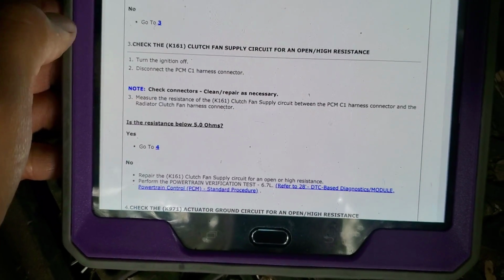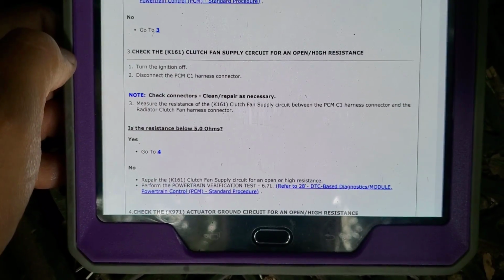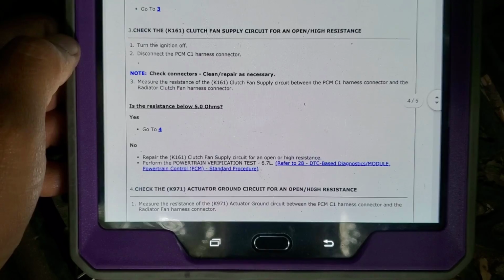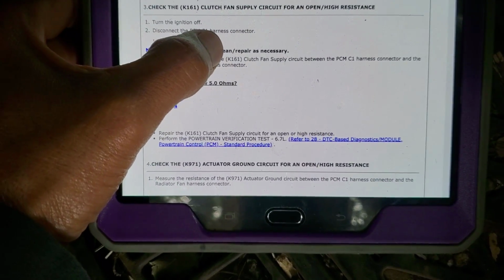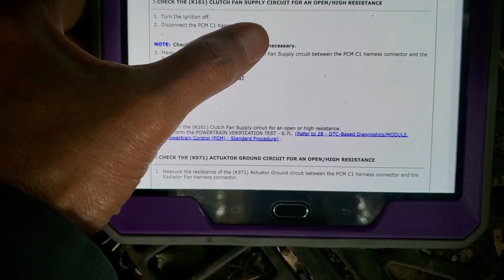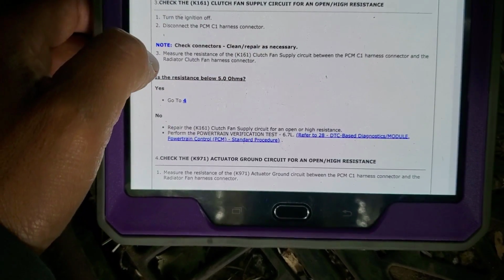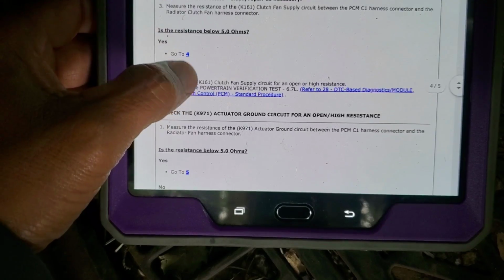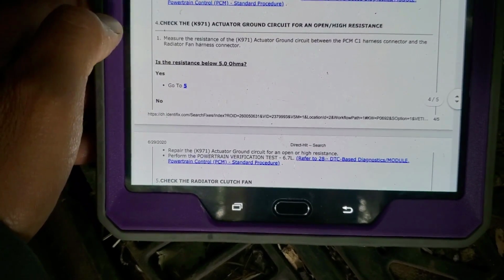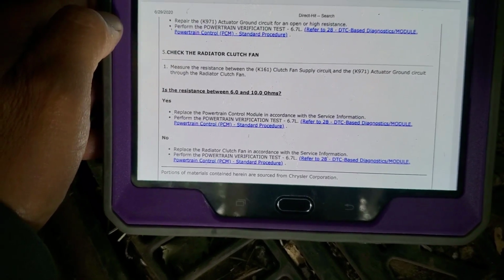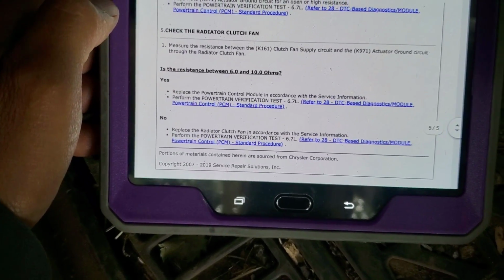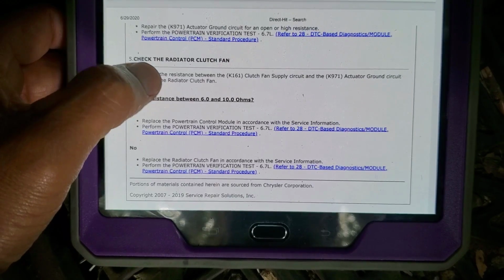So basically with the wiring diagram I can do my own thing here, and the only thing we need is that one, really important to me. Measure the resistance between the K161 fan close supply radiator. No, that is the connector. I don't care about that one. I wanted to check the resistance. This one, the resistance for... Yeah, that is the one.